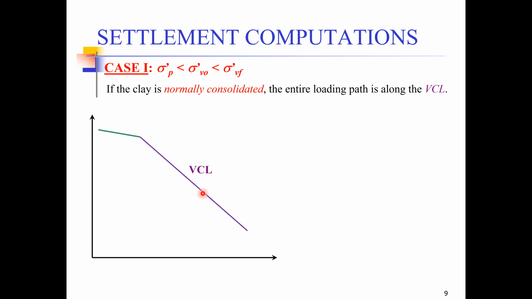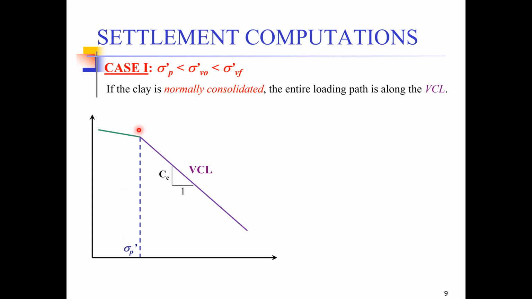Now the slope of this line is what we have already discussed many times, the compression index. The slope of this line is the compression index. And this point, which is often of our interest, is what we call the pre-consolidation pressure. This is the maximum pressure that the soil has experienced in its past.